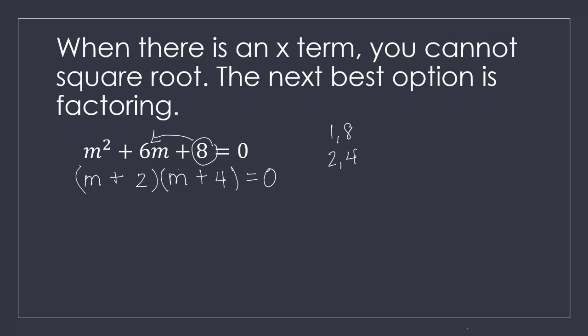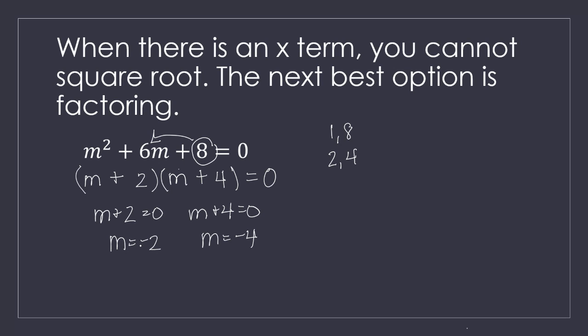Now, I'm not done because I haven't solved. So what I'm going to do is take each of these parentheses and make it equal to 0, and solve. My first parenthesis is m plus 2 equals 0. I'm going to subtract 2, and I get m equals negative 2. My second parenthesis is m plus 4 equals 0. I'm going to subtract 4, and I get m equals negative 4. This is how I find the two different solutions of my quadratic.